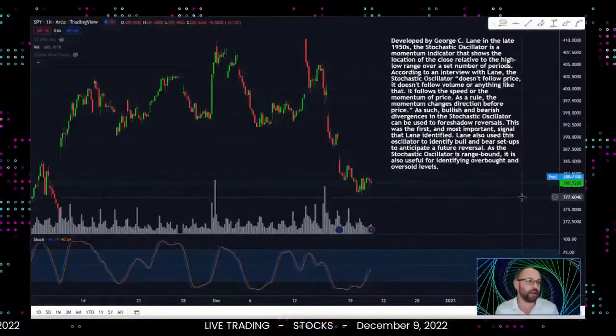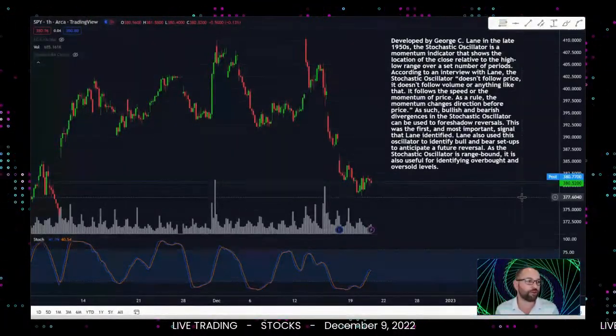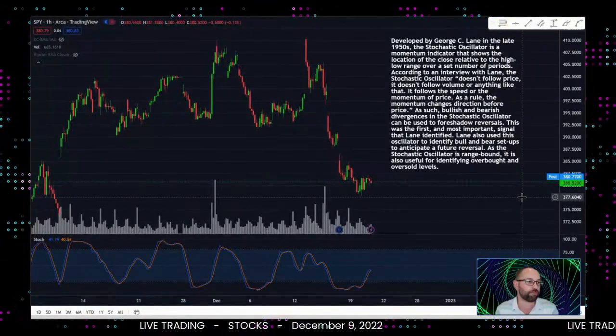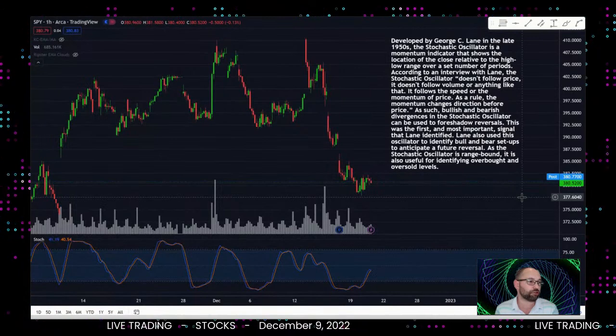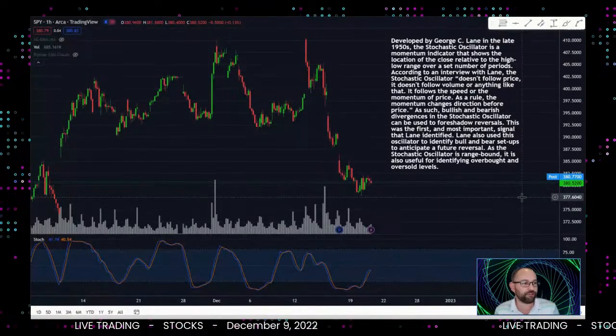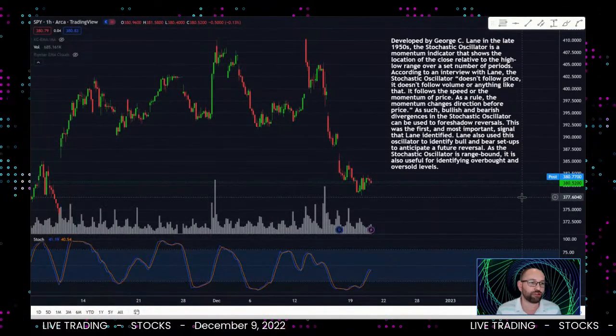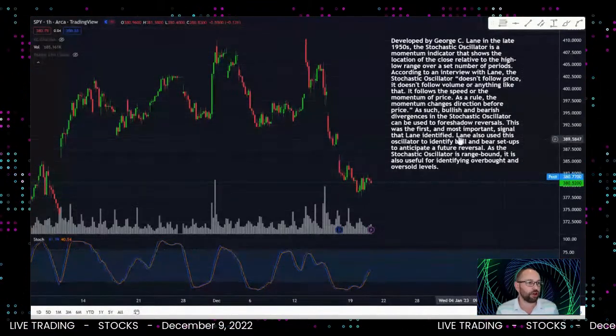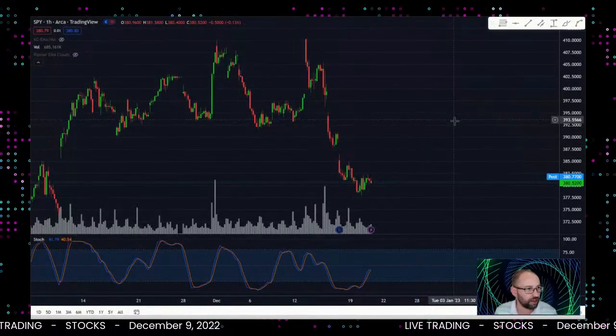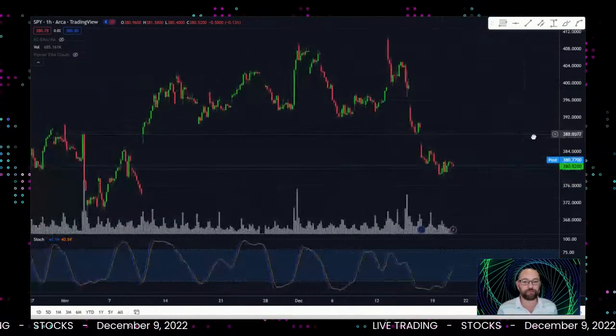To anticipate a future reversal, as the stochastic oscillator is range bound, it is also useful for identifying overbought or oversold levels. So that's a long definition. Let's jump in to see how we make this thing work.